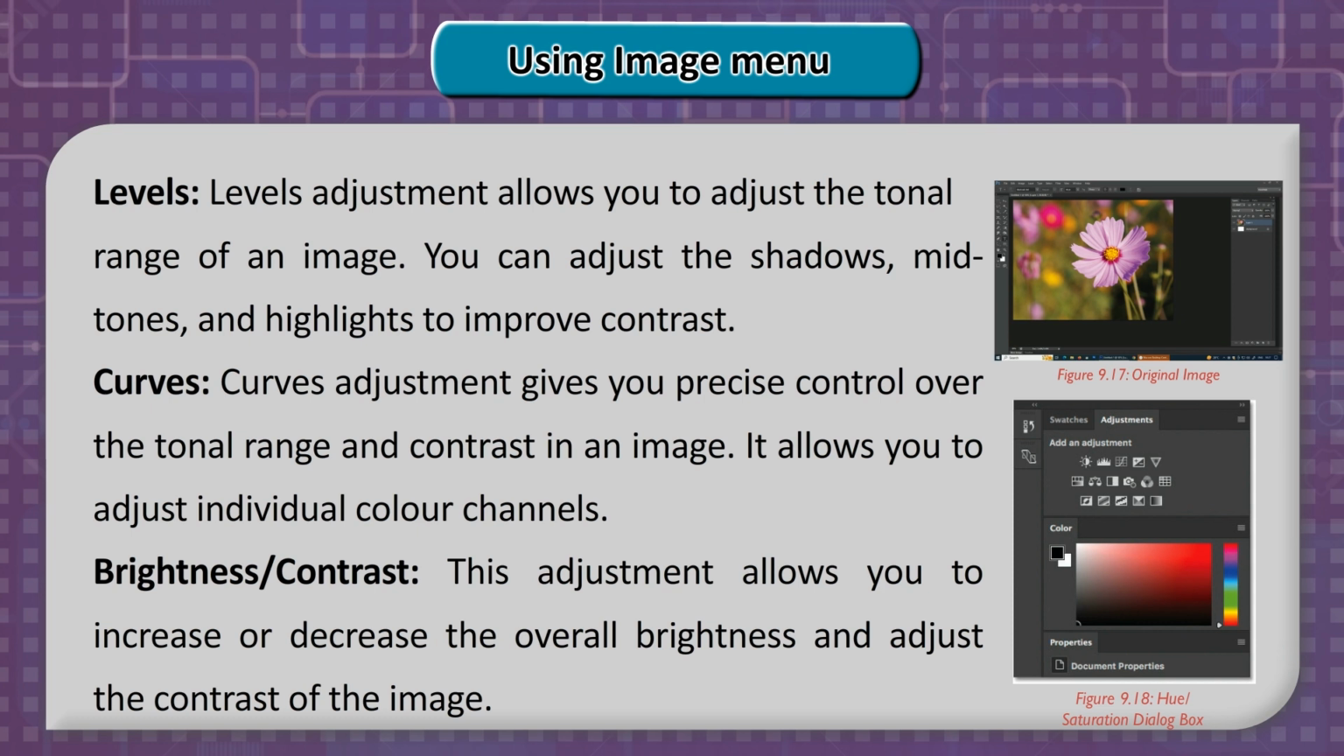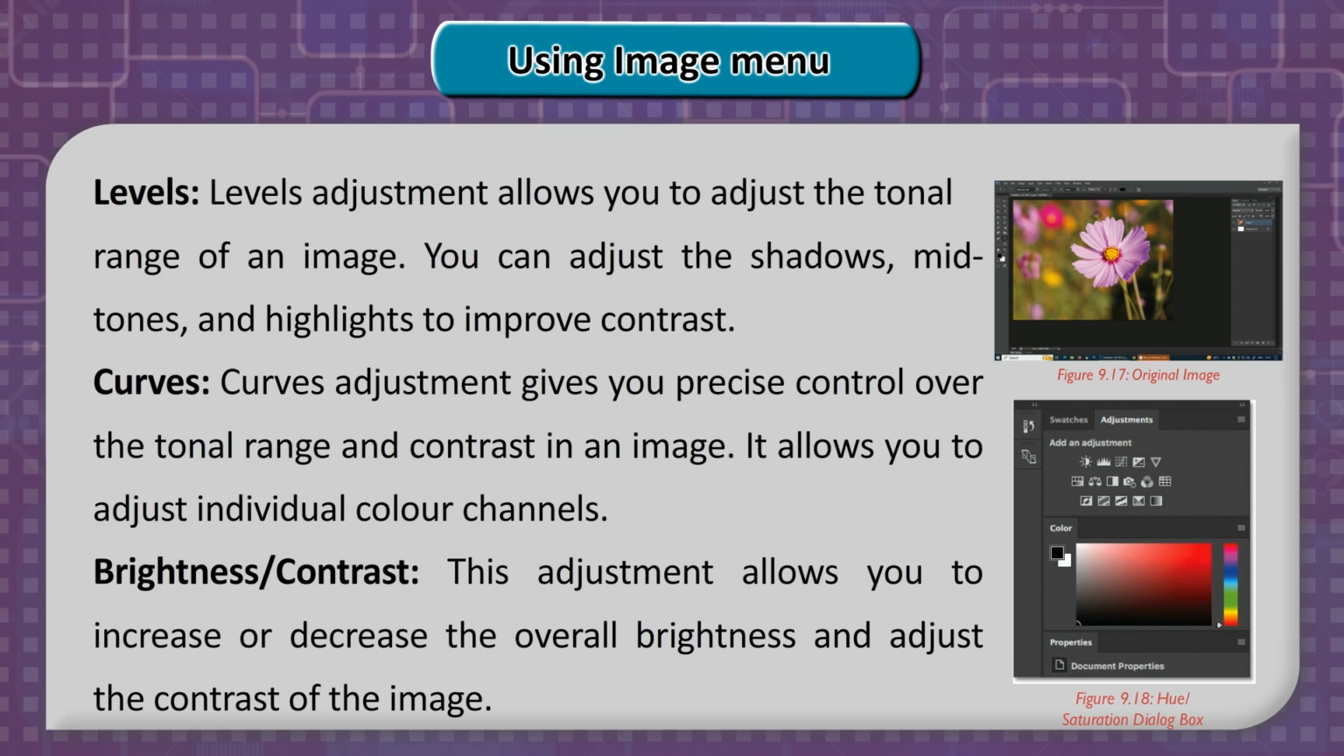Here are some of the key image adjustment options. Levels. Levels adjustment allows you to adjust the tonal range of an image. You can adjust the shadows, midtones, and highlights to improve contrast. Curves. Curves adjustment gives you precise control over the tonal range and contrast in an image. It allows you to adjust individual color channels.